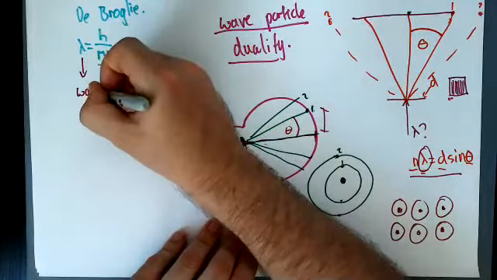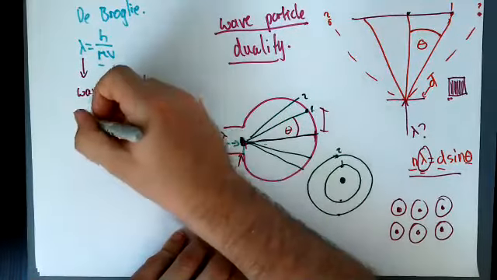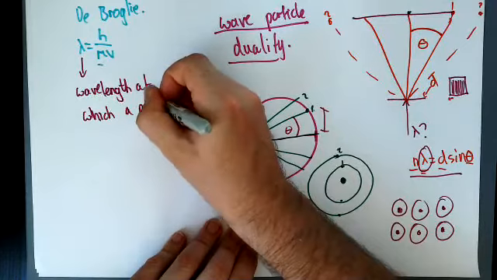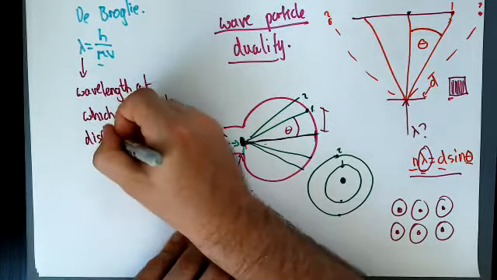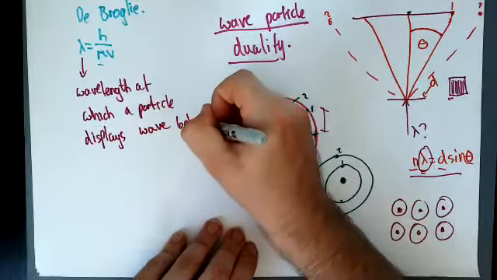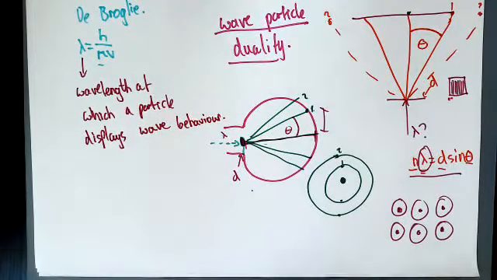It's the wavelength at which a particle displays wave behavior. Okay, so it's displaying wave-like behavior.